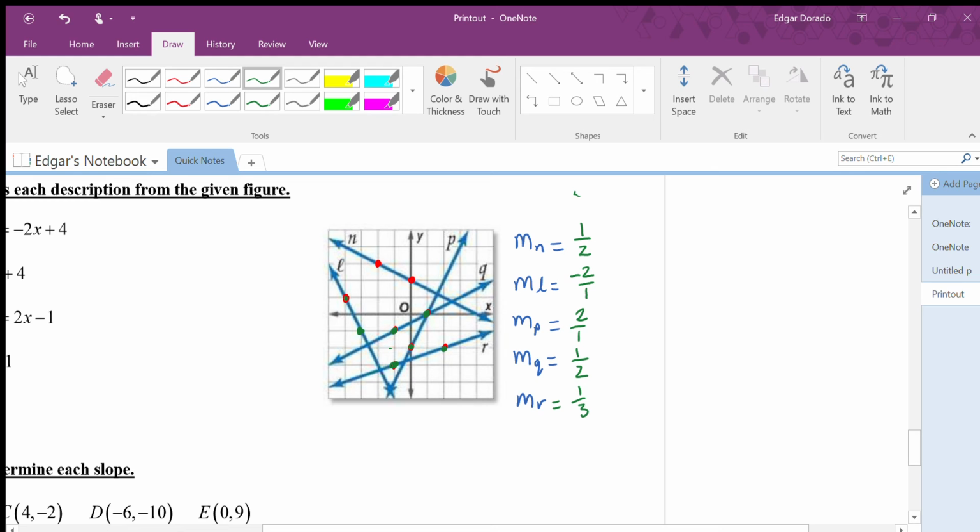Actually, I just noticed I made a quick mistake here. Sorry, guys. On line N, I had to go down 1, right 2. So this is actually a negative.